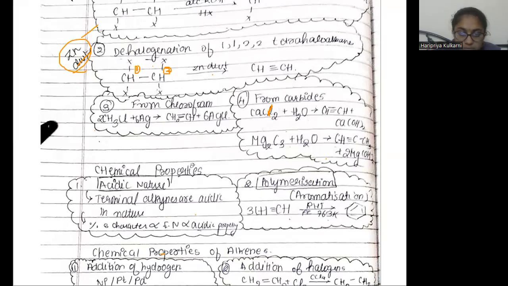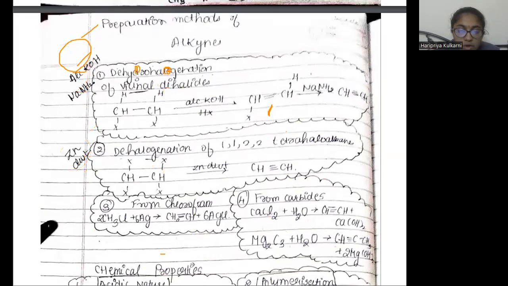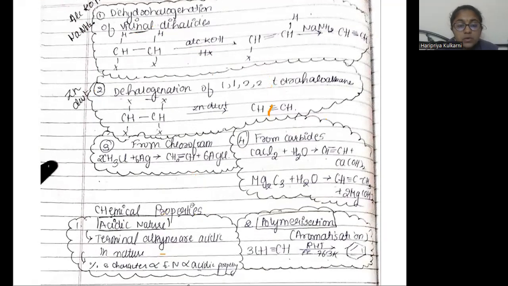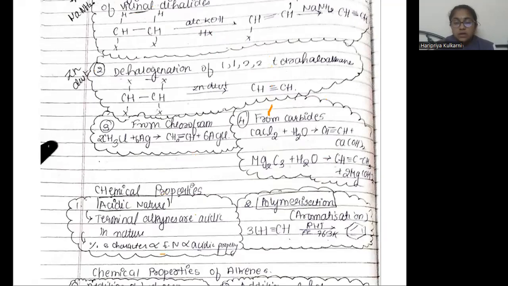So these were all the preparation methods of alkynes. The 4 methods: dehydrohalogenation, where you need to remember alcoholic KOH and NaNH2. The next one is dehalogenation, where you need to remember zinc dust. The third one is chloroform, where you can just remember it as a displacement reaction. And the fourth one is using carbides. So these are the 4 preparation methods of alkynes.